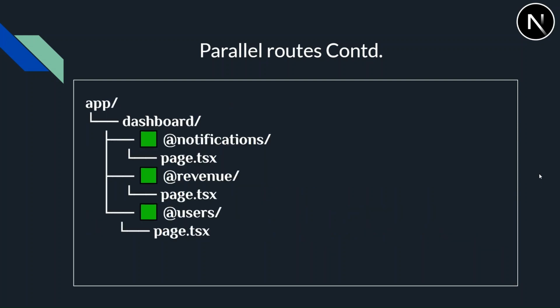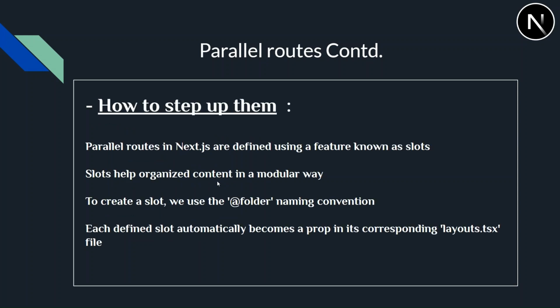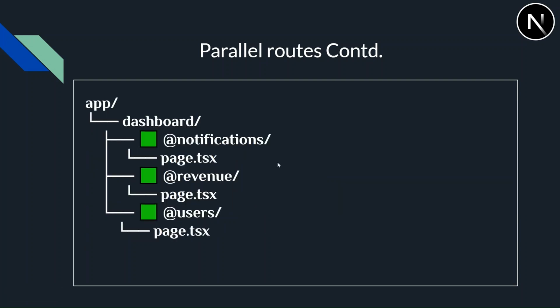Before this, you can keep in mind that we can create it like this: @notification, page.tsx, revenue. In order to create a slot, we need to use the @ symbol before the folder name, so that it automatically becomes a prop of the corresponding layout.tsx. Here we already have three components. If we don't want to create components, we can create a parallel route for this. For this, we have to keep the naming convention and provide an @ in the folder name before notification, revenue, or users. So let's create this and move on to Visual Studio Code.